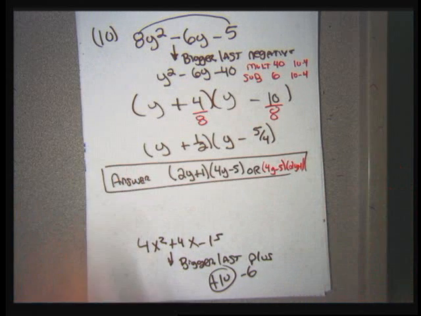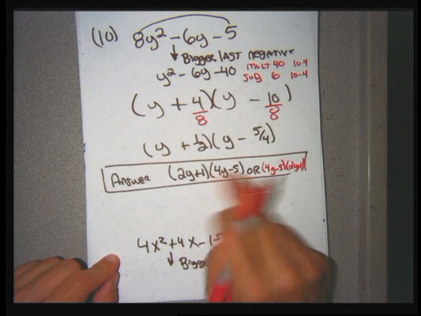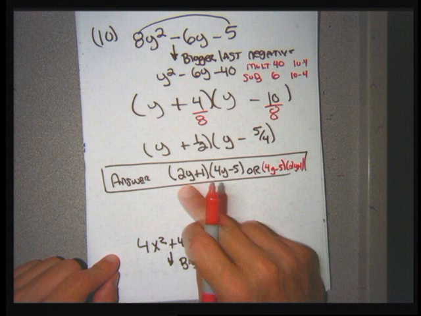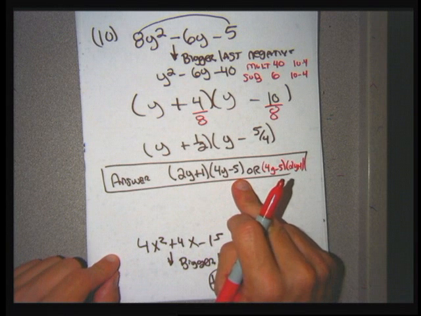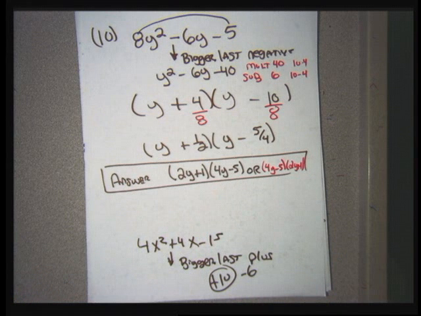It's not a deal breaker if you have your parentheses in a different order, but it would be wrong if you had 2y plus 5 and 4y minus 1. The 2y and the plus 1 need to go together. The 4y and the minus 5 need to go together. If you had the 5 in the first parentheses and the 1 in the second parentheses, it wouldn't work right.